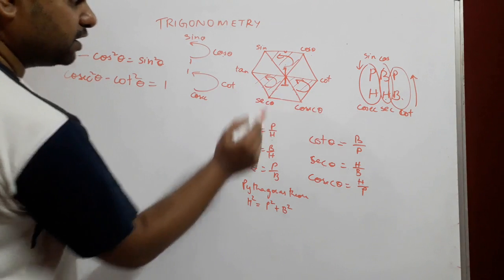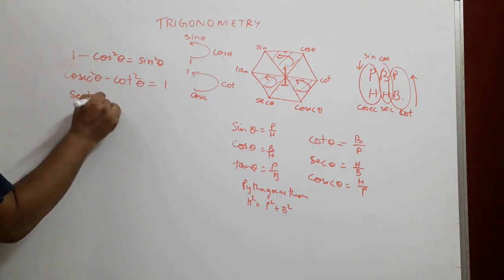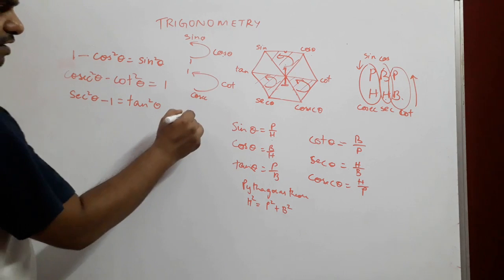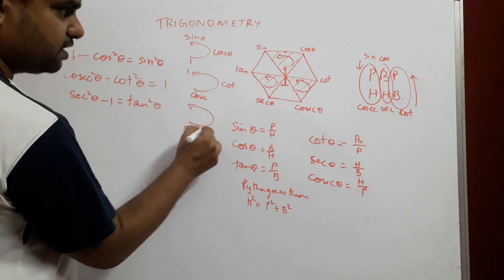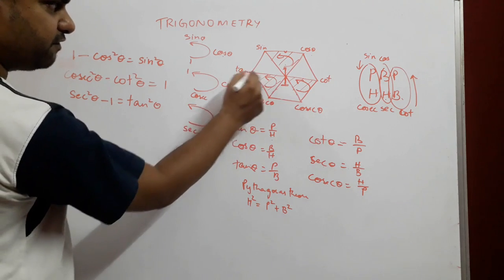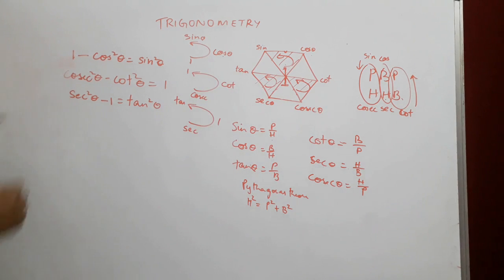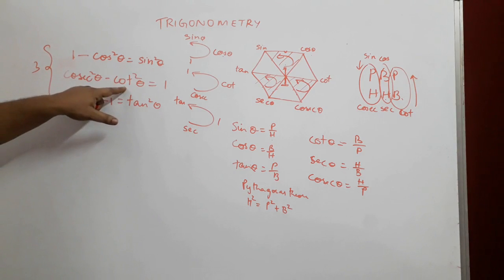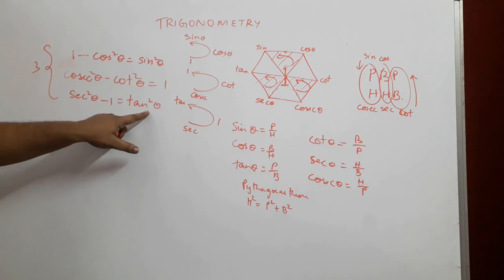Now for the third one, have a look. It begins with sec. So sec square theta minus 1 will give us tan square theta. If I redraw the diagram arrow, then it begins with sec, it goes to 1 in between, and finally the arrow head ends up at tan. So we have got 3 more formulas. 1 minus cos square theta gives us sin square theta, cosec square theta minus cot square theta gives us 1, and sec square theta minus 1 gives us tan square theta.